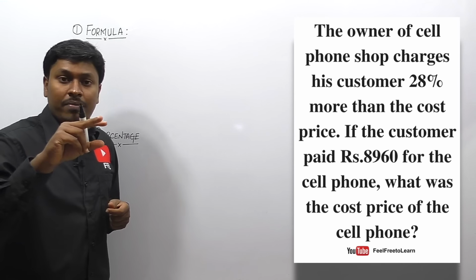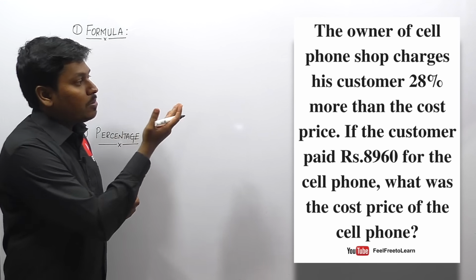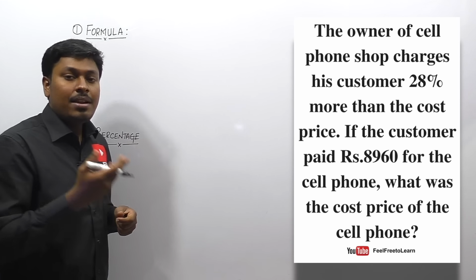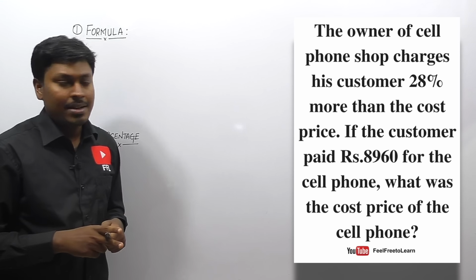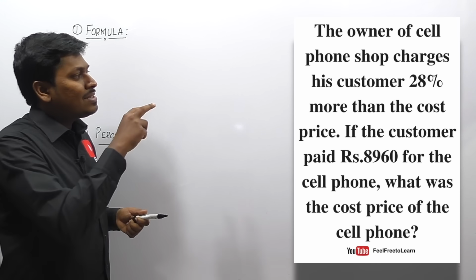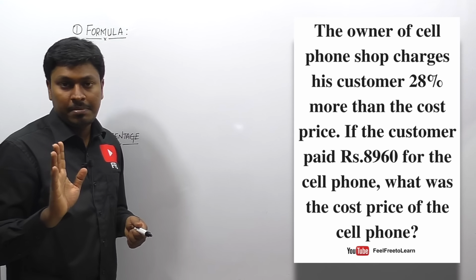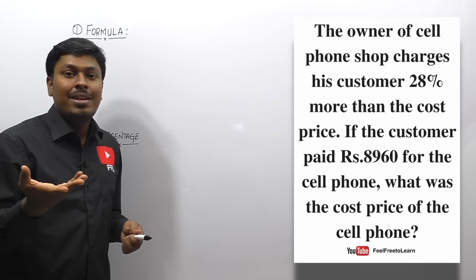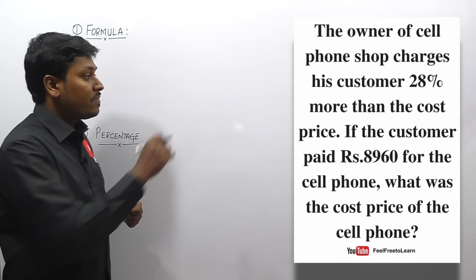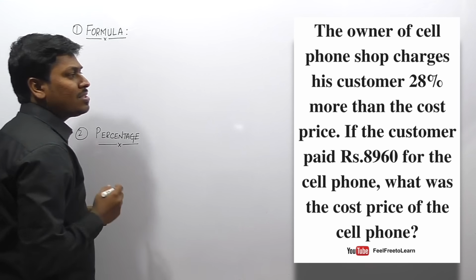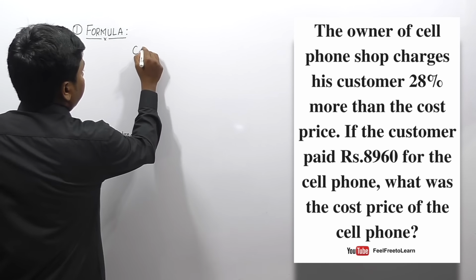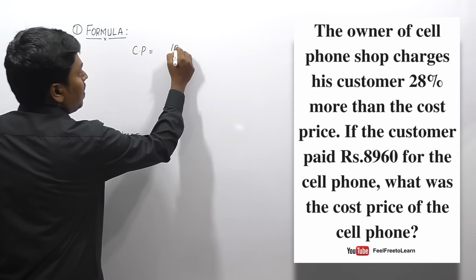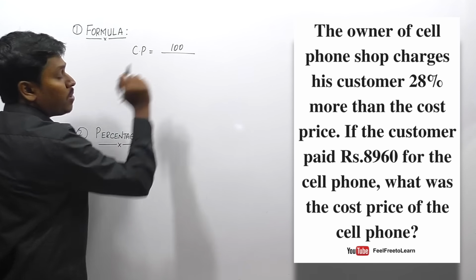So we can say the profit is 28% and the mobile phone is sold at a selling price of 8,960, and our target is to find the cost price, right? By reading the question, it seems tricky, but the concept is so simple. Any percentage, if it is more than the cost price, should be taken as a profit percentage, right? So friends, here our target is to find the cost price, that is CP, which equals 100 divided by 100 plus profit percentage.